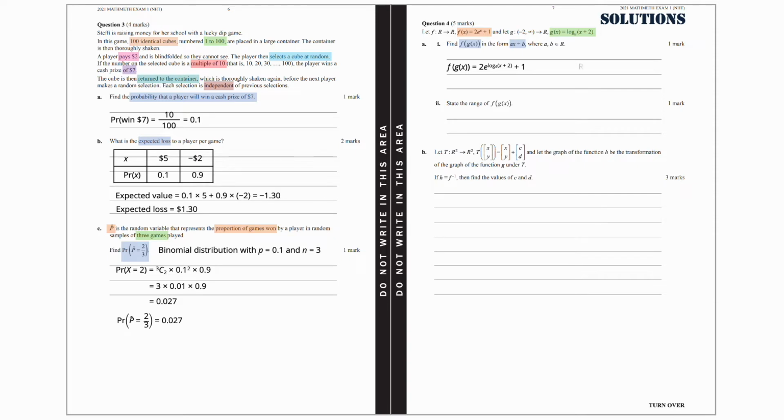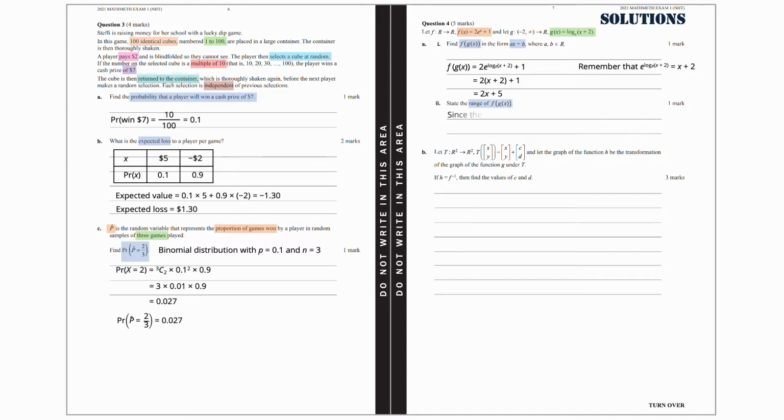Remember that e to the power of log in base e of x plus 2 equals x plus 2. Therefore, f of g of x equals 2 bracket x plus 2, plus 1. We expand the brackets and this gives us 2x plus 5. Part A ii. State the range of f of g of x.